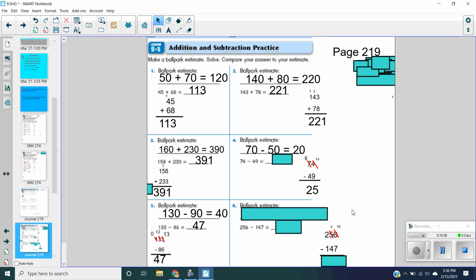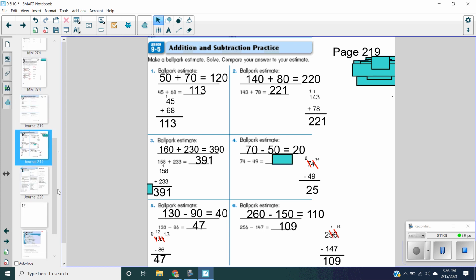And for our last problem, we have 256, which I rounded to 260. 147 rounds to 150 for a ballpark estimate of 110. And I have 256. I couldn't subtract 6 minus 7, so I went next door. I changed my 5 to a 4. My 6 becomes a 16. 16 minus 7 is 9. 4 minus 4 is 0. And then 2 minus 1 is 1, for a total of 109. So double check to make sure you have yours right before moving on to math boxes.